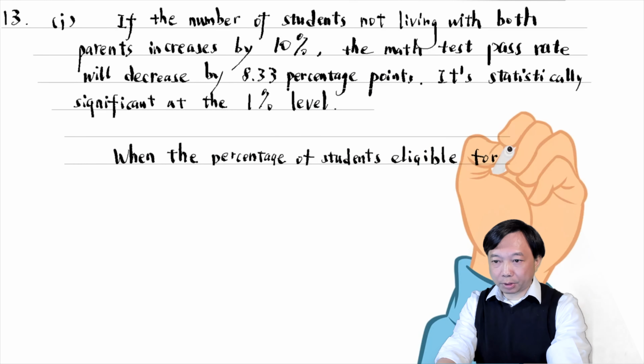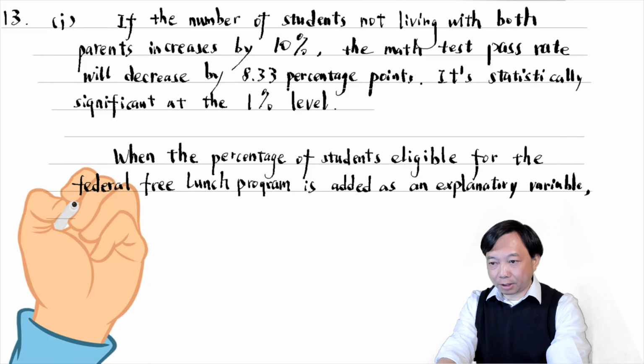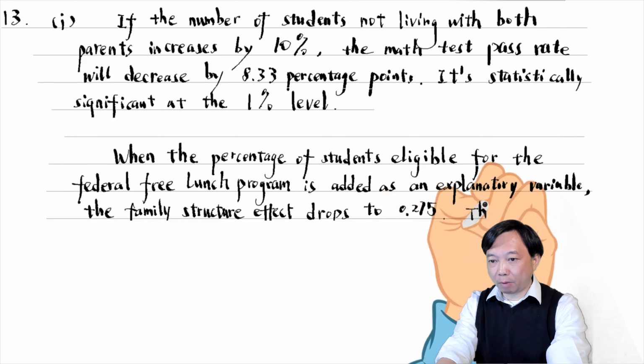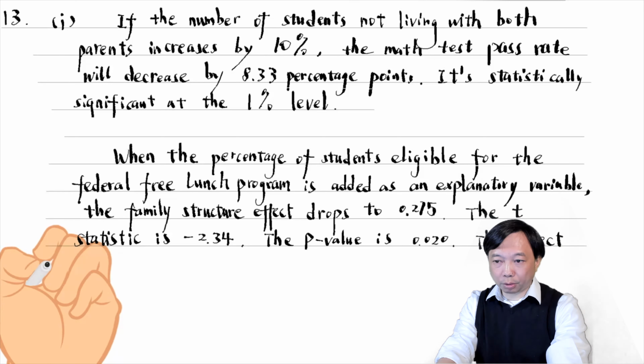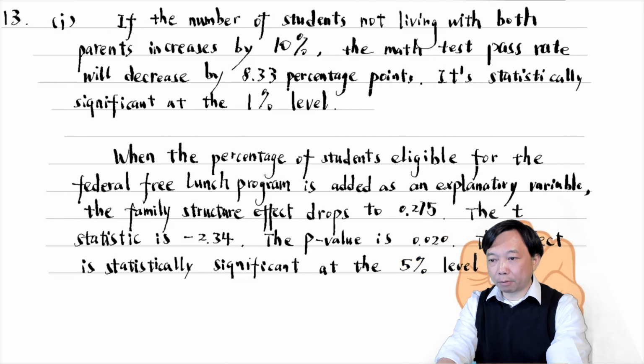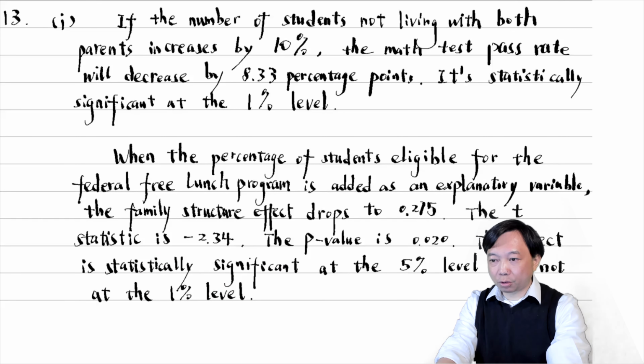When the percentage of students eligible for the federal free lunch program is added as an explanatory variable, the family structure effect drops to 0.275. The t-statistic is minus 2.34. The p-value is 0.020. The effect is statistically significant at the 5% level, but not at the 1% level.